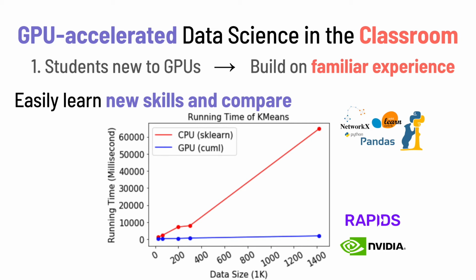Also, based on the similar APIs, students can easily compare the performance of CPU and GPU frameworks. Shown here is one of the visualizations that students would create in the assignment. The horizontal axis here is the size of data, and the vertical axis here is the runtime of the k-means clustering algorithm. The red line is the runtime for the CPU-based algorithm from scikit-learn, and the blue line is the runtime for the GPU-accelerated algorithm provided by NVIDIA Rapids.